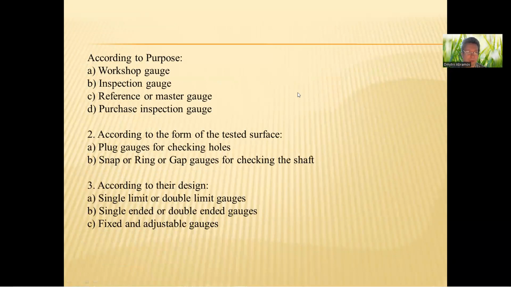According to the purpose, classification of gauges. According to the purpose: A, workshop gauges. B, inspection gauges. C, reference or master gauges. And D, purchase inspection gauges.